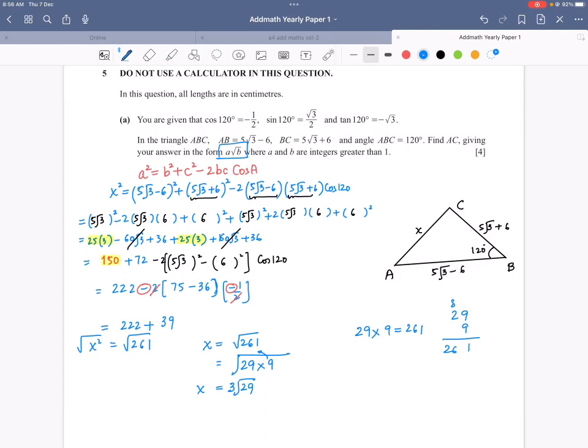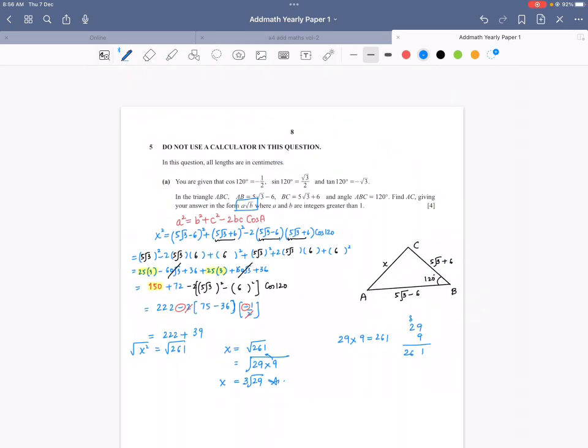It says given this form, so we have to give our answer in under root form. So 3 under root 29, that is your answer for part 5A.